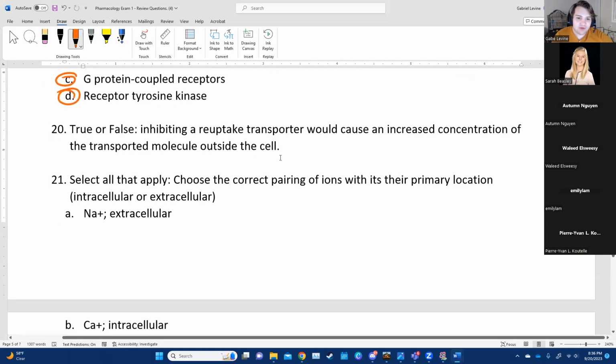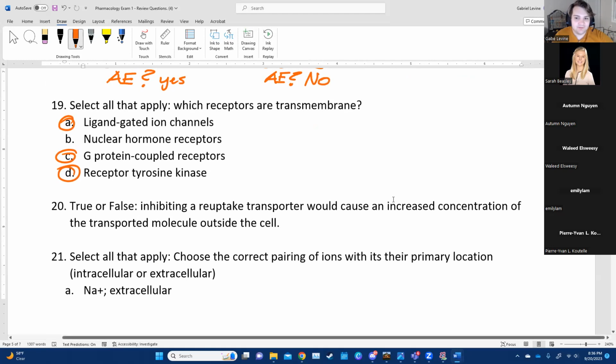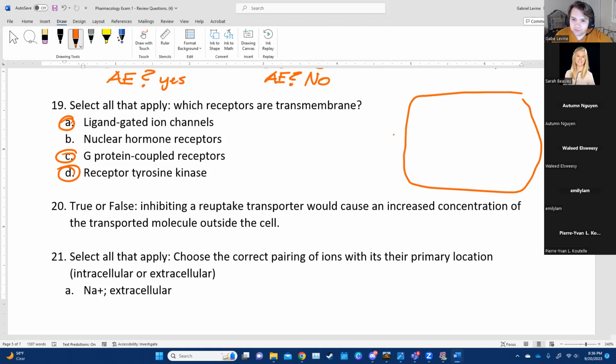True or false, inhibiting a reuptake transporter would cause an increased concentration of the transported molecule outside the cell. True or false? This would be true. Yeah. So a reuptake transporter, its job is to take the molecule and put it back into the cell. If we inhibit this, we are going to prevent that drug or that molecule from going into the cell, which means it's going to accumulate outside.